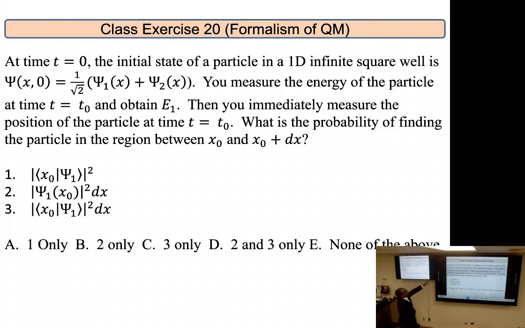So, at t equals 0, the initial state of the particle in the infinite square well is that. You measure the energy of the particle at time t equals 0 and obtain E1. So the system has collapsed to that state. Then you immediately measure the position of the particle at t equals 0. What is the probability of finding the particle in the region between those limits?